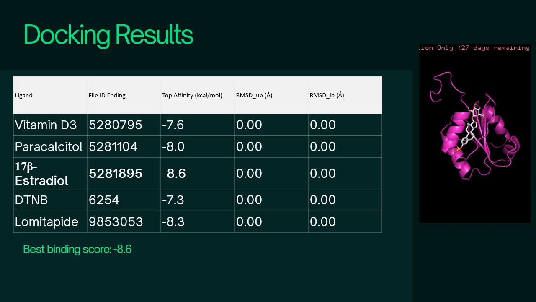Since docking scores are based on predicted binding free energy, more negative values indicate a stronger predicted binding. Therefore, in this case, from the tabular values that I've placed, 17-beta estradiol has the strongest predicted interaction with PDI among the other 4 tested ligands.